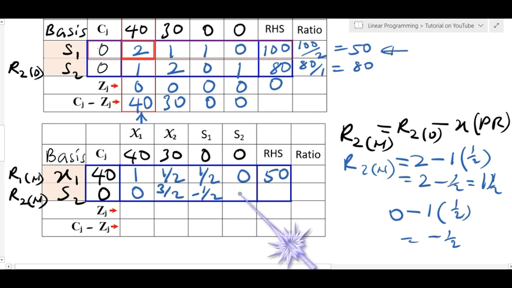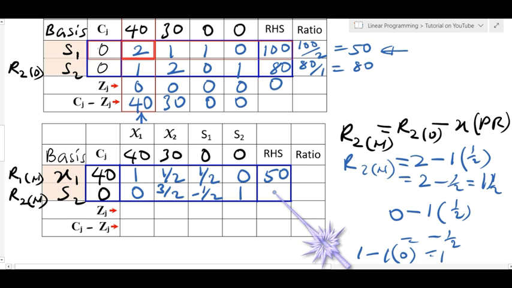Let's go to the next one. The value here is equal to what? R2 old, 1, minus the factor here, 1, into the x here, times PR, the pivot row, which is 0. You have 0 there. 1 minus 0 is equal to what? 1. So here is going to be 1. Let's go to the next one.